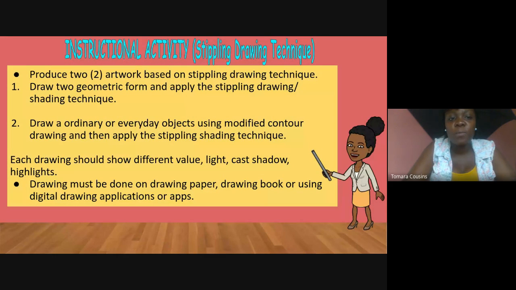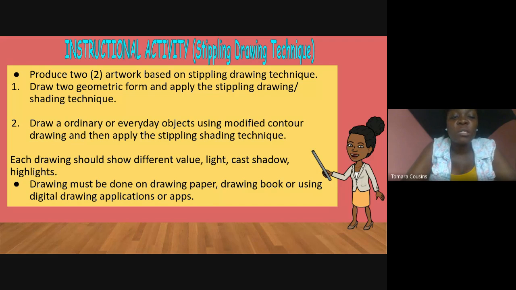The activity is to produce 2 artworks based on the stippling drawing technique. So you're going to draw 2 geometric forms and apply the stippling drawing shading technique. And then for your assignment task, draw an ordinary or everyday object using the modified contour drawing and then apply the stippling shading technique. So you should see a range of light and shadow. So this is the instruction for today. I know based on the time we might not get the chance to do 2 geometric forms, but I wanted to start off with at least one of them.